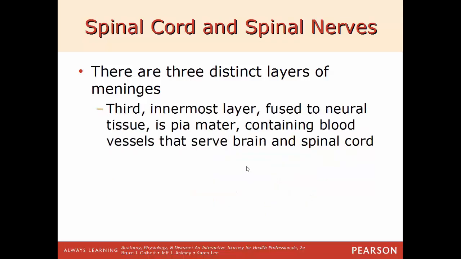And the innermost layer, the third layer, which is fused directly to the brain and directly to the cord itself, is the pia mater. This will contain the blood vessels that serve the brain and the spinal cord directly.